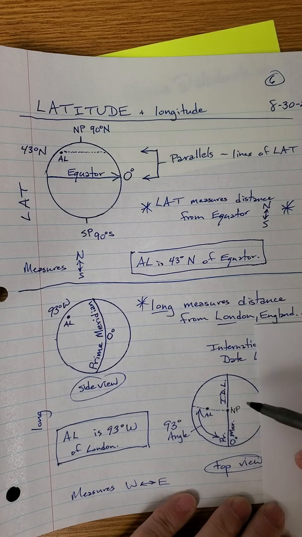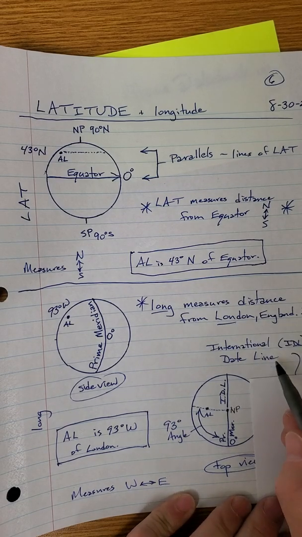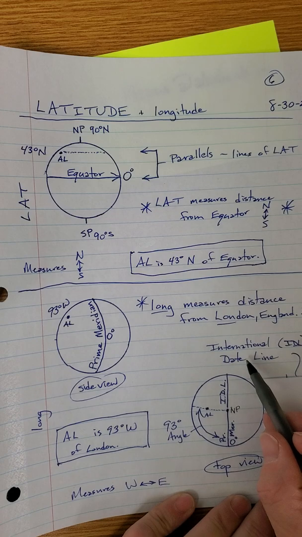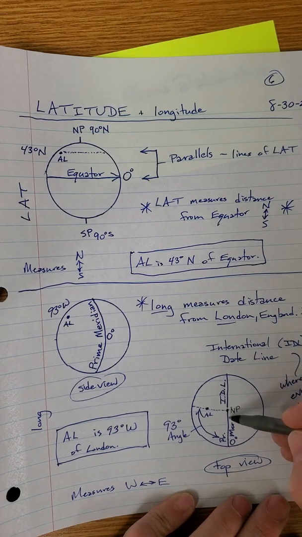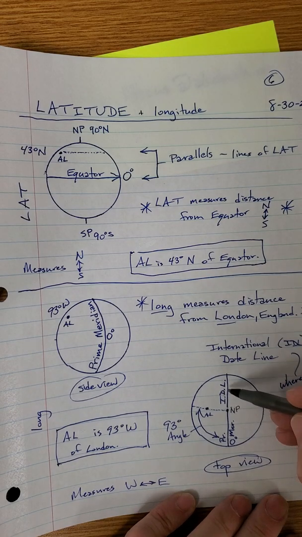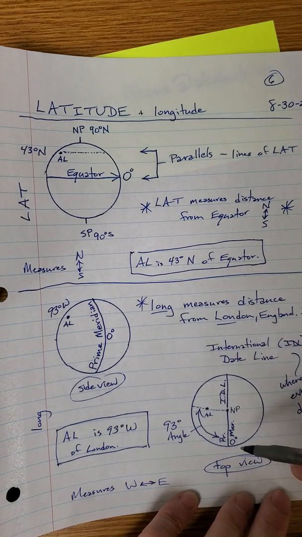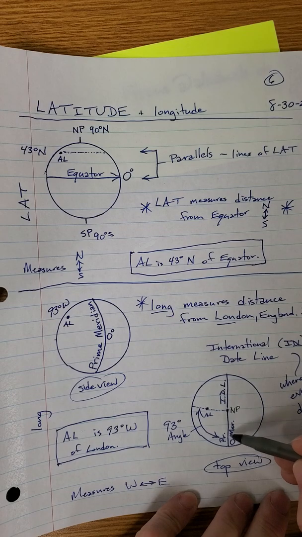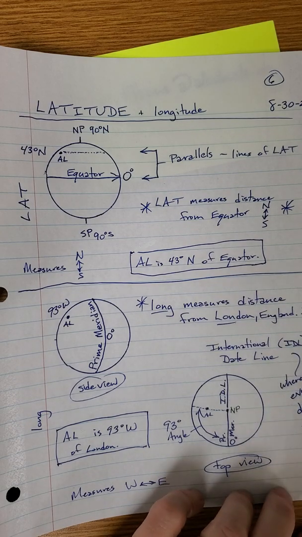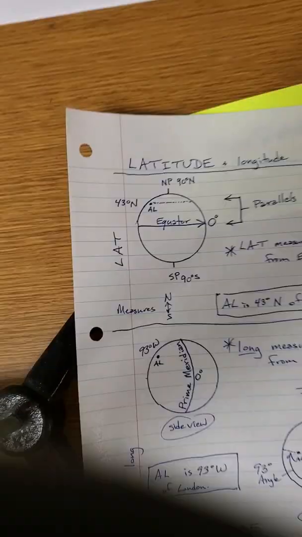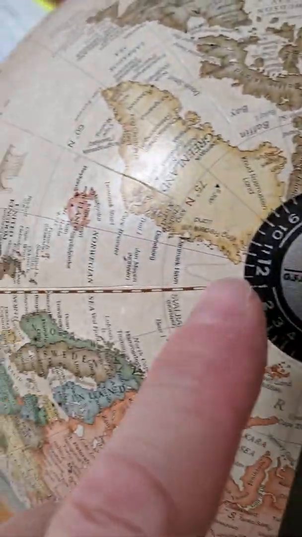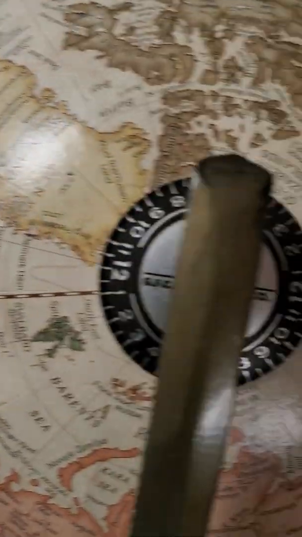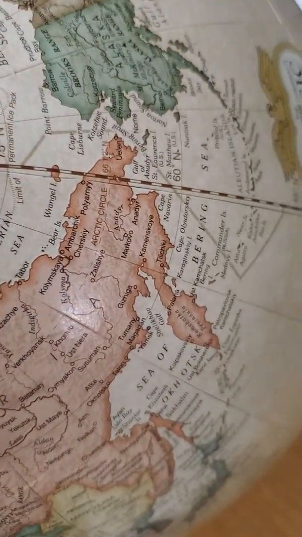Now, see where it says IDL? That stands for the International Date Line. You never have to write International Date Line ever again. You just write IDL. That is the line that's opposite the Prime Meridian. This is the line that nobody wanted. People literally fought over who got to have the Prime Meridian, but nobody wanted this one. Here's a top view of the Earth. Here's the Prime Meridian going down through London. Here is the International Date Line.